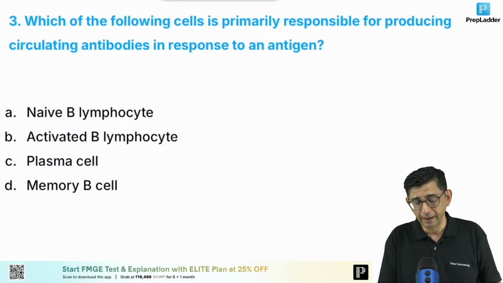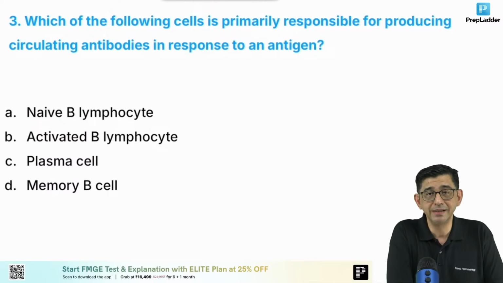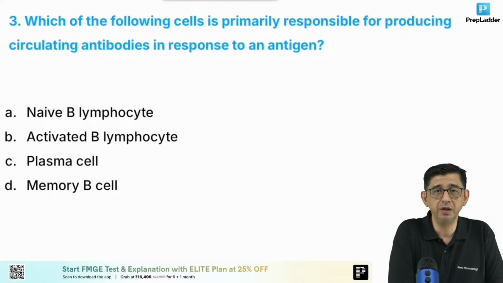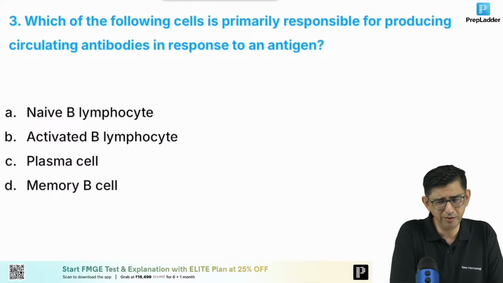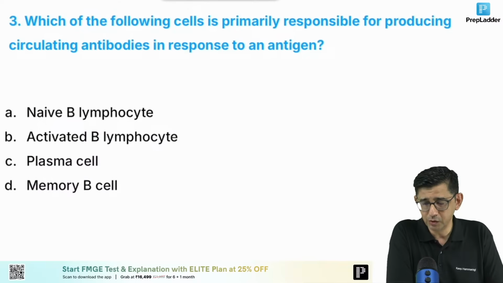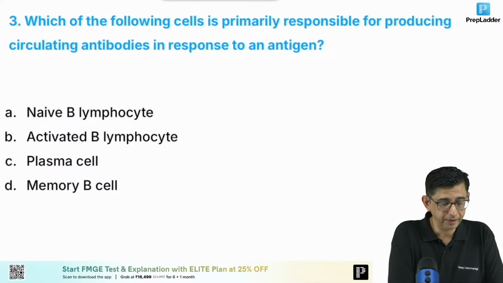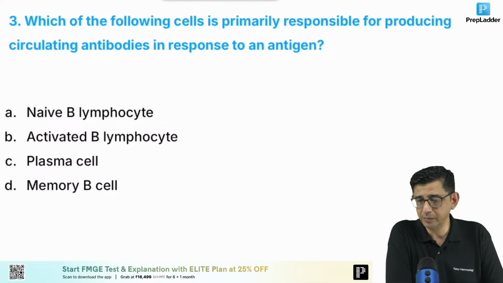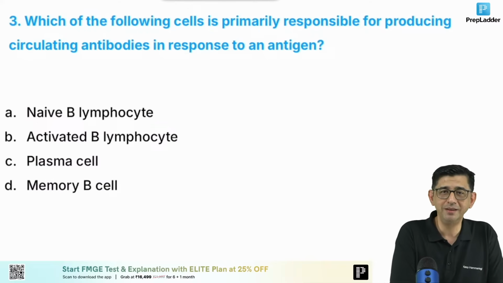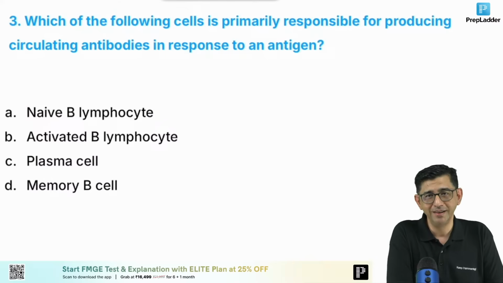He says, which of the following cells is responsible for producing circulating antibodies in response to an antigen? Super easy question here. So hit the comment button, guys. Okay, I'm getting answers here. B, great. Naive B cell, activated B cell. Okay, great, great. Let's wait for a few more seconds, and I expect more comments. I mean, come on, man. You are so many in the chat. You need to just flood the comment box with the answers.